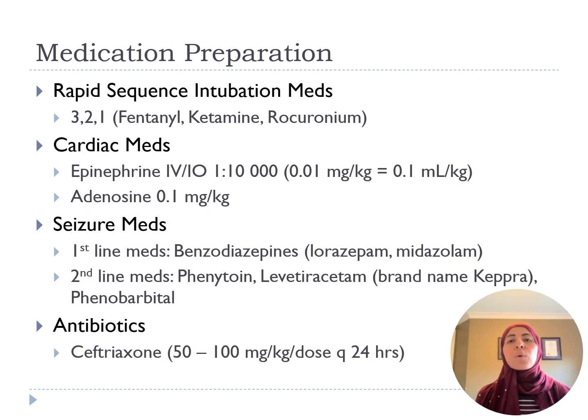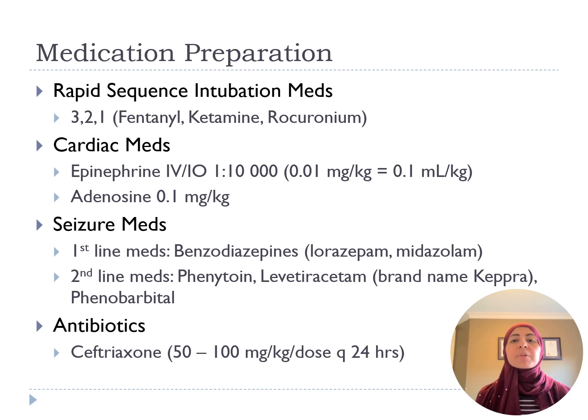Next, we need to consider what medications should be prepared for resuscitation. Medications for rapid sequence intubation include fentanyl for analgesia, ketamine for induction, and rocuronium for paralysis. At our center, we use a 3-2-1 rule for these medications, so fentanyl at 3 micrograms per kilogram, ketamine at 2 milligrams per kilogram, and rocuronium at 1 milligram per kilogram.